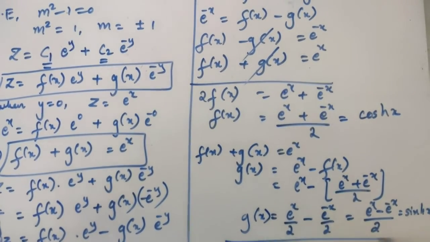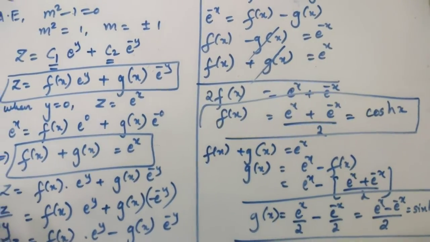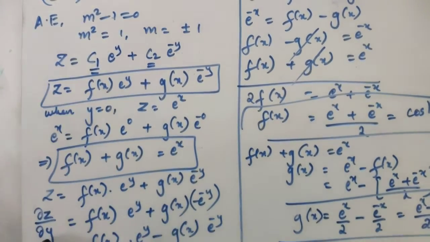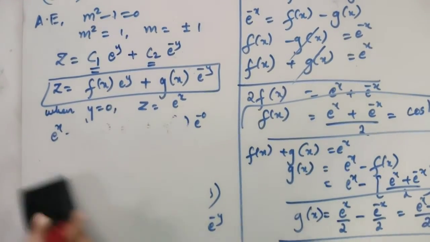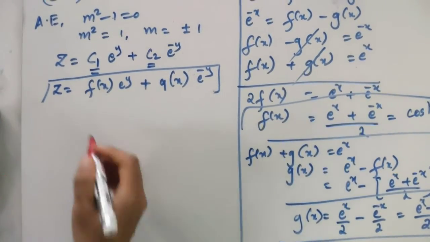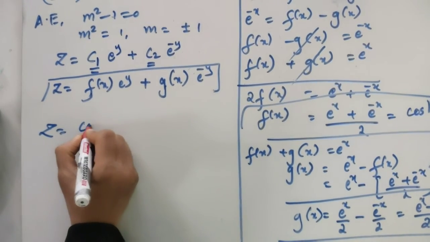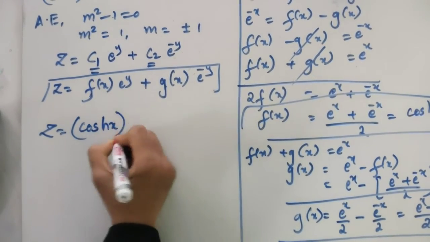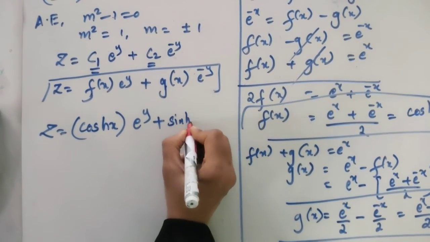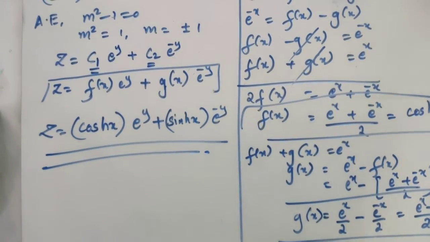So we have got g of x, we have got f of x. Okay, all this we will substitute in our solution for z. Let us do that here now. So the final answer for z is equal to f of x, we have got cos hyperbolic x into e to power y, plus g of x, we have got sine hyperbolic x into e to power minus y. This is the complete solution for this problem.